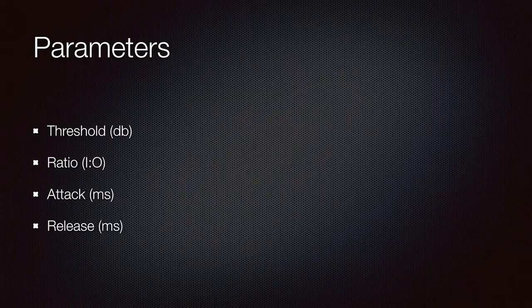For instance, in a compressor, usually ratios are given in this way: 2:1. The first number represents the input, and the second one represents the output. So in this case, 2:1 compression means that for every 2 dB of sound that comes in, only 1 dB comes out. The third and fourth ones are attack and release.